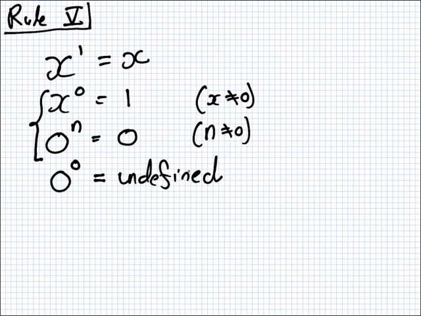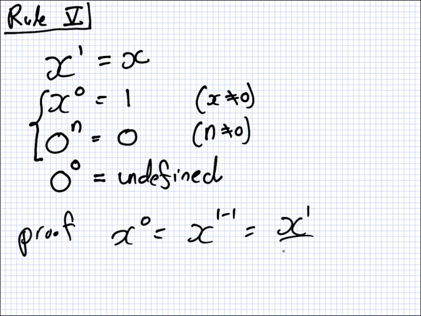Okay, so undefined is the value here for 0 power 0. The proof for x power 0 equals 1 actually is not as difficult as you think. X power 0 is equal to x power 1 minus 1. True? Because that's the same. But if I use rule number 2, then this is equal to x power 1 over x power 1, which is x over x, which is equal to 1.